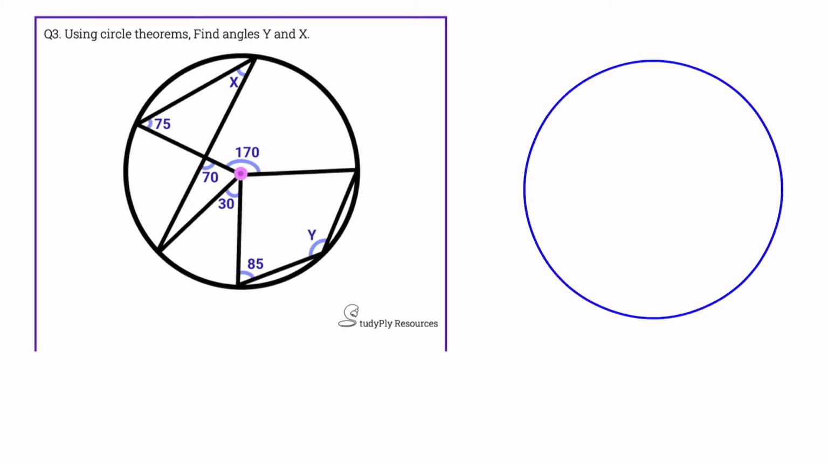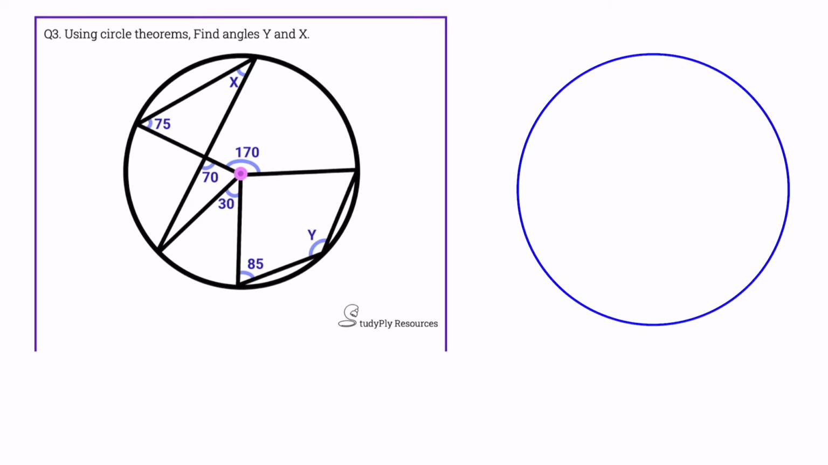Hi there friends, so today we'll be doing this relatively easy but quite a sneaky circle theorem question. Now before we begin, let's focus on one particular circle theorem, which is the angle at the center is twice the angle at the circumference. So let me draw another circle with this shape inside.